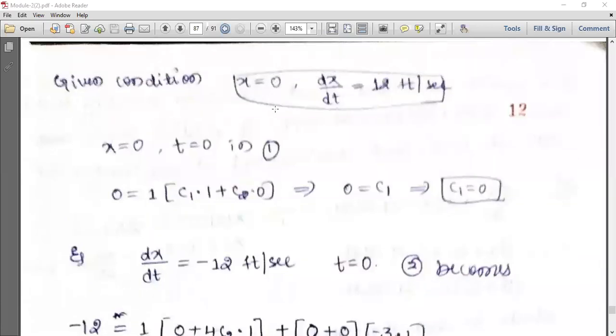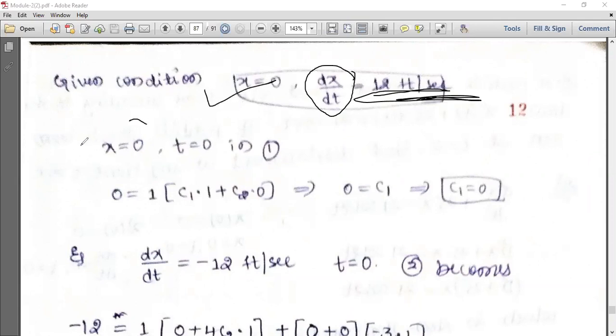Okay. Now the given condition is x equal to 0, and the velocity is given. So the velocity, that is dx by dt, is given by 12 feet per second. This I have to substitute. So this is one condition: x equal to 0 and t is equal to 0. So x equal to 0, t is equal to 0.